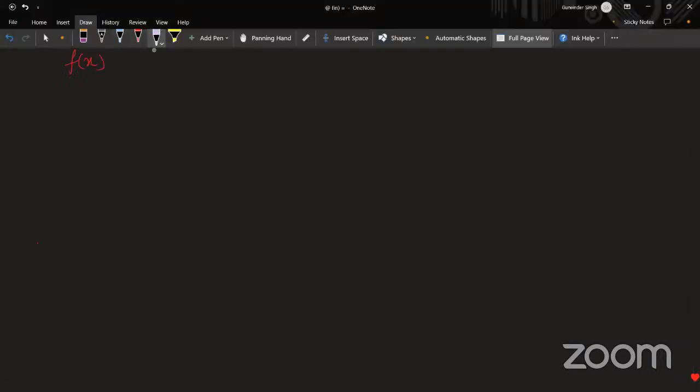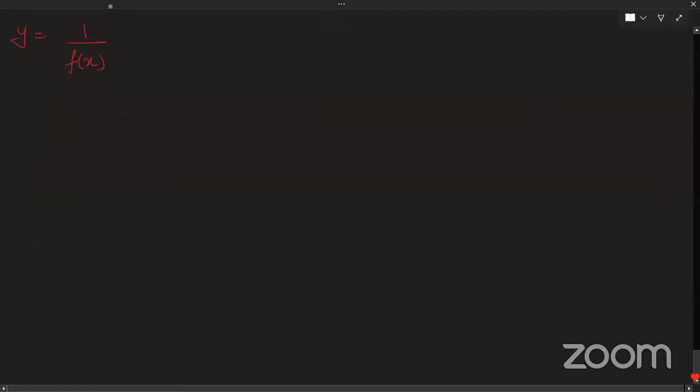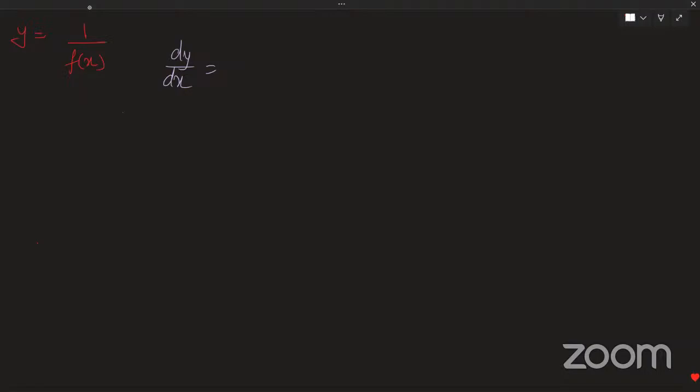Okay, let us try this case also. You have got y is equal to 1 divided by any function f of x. f of x is any function given to you. Can you try this? How do we do this? f of x is any random function given to you. It is not told to you what that function is. So first you take derivative of the top. Can you tell me what is the derivative of the top? 0.